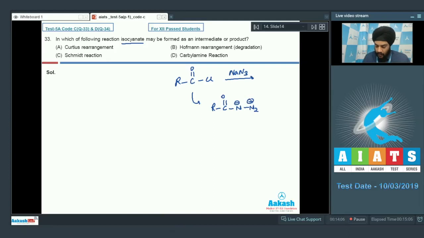So this N2 here is a good leaving group. It shall leave. The R will attack this nitrogen, and the lone pair on nitrogen shall attack the adjacent carbonyl carbon, leading to the formation of RNCO, which is the isocyanate. So in the Curtius rearrangement, we have the formation of isocyanate.